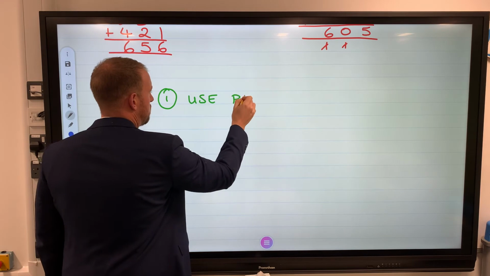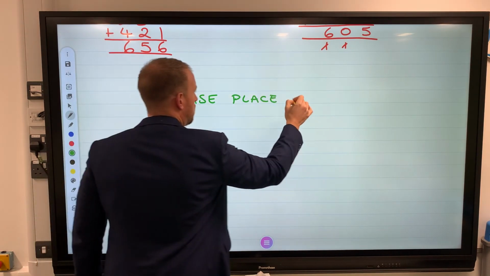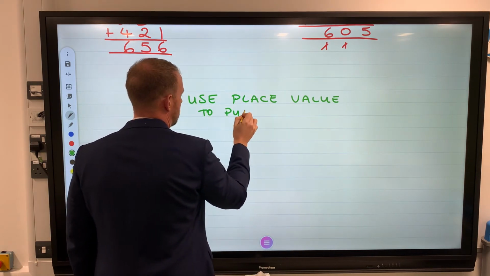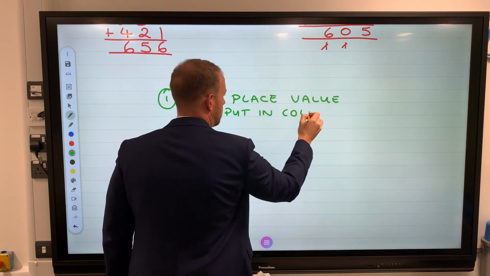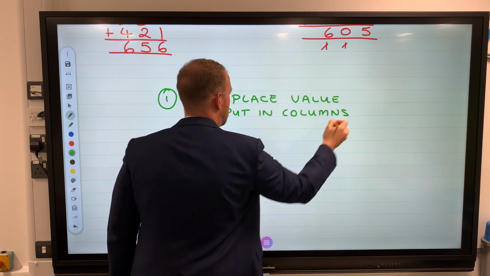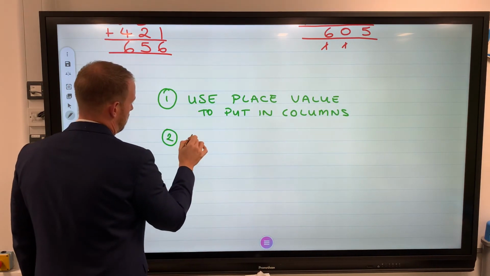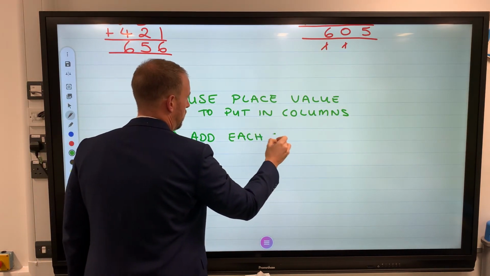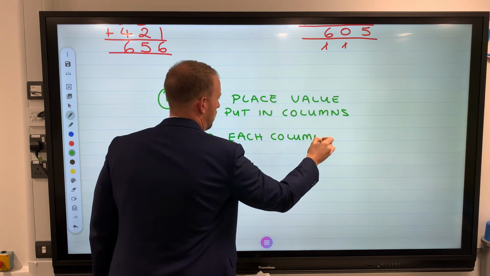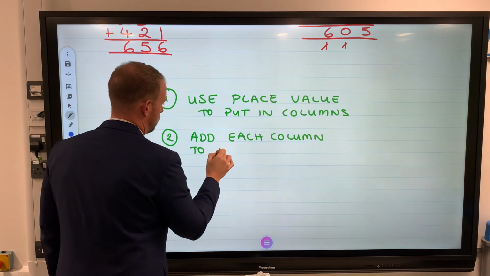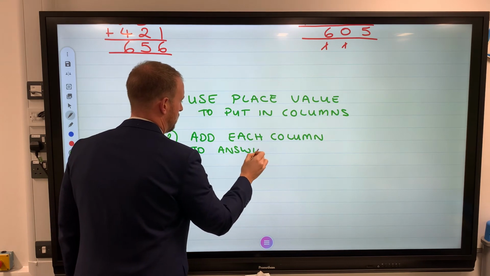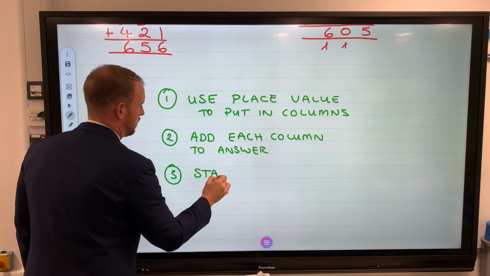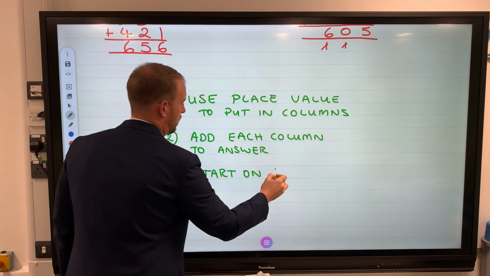So, some tips just to remind you. Use place value to put in columns. Add each column to answer, and start on the right.